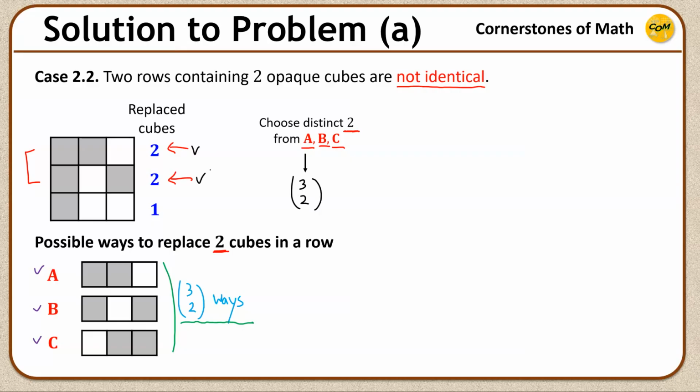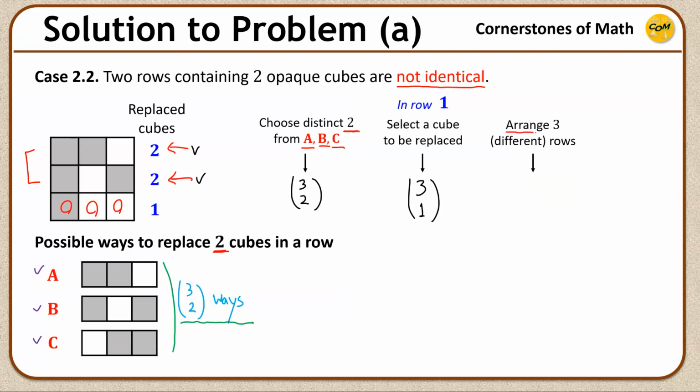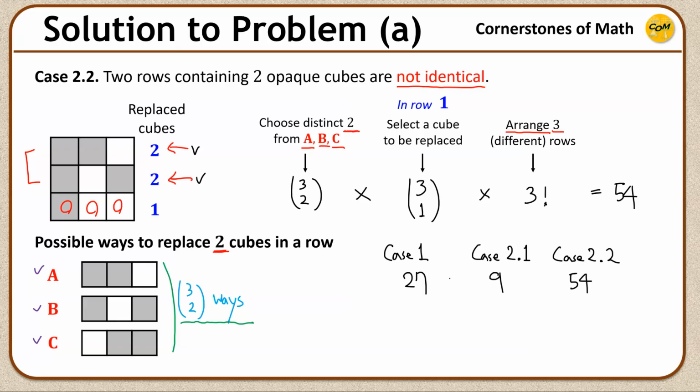This determines these 2 rows, but what about the remaining row with 1 opaque cube? Well, you can realize that in this case, the remaining opaque cube can go wherever within the remaining row. This gives the possible number of its position 3, or 3 choose 1. Finally, we have to arrange these rows in a grid, and since we have 3 different rows, there are 3 factorial ways to arrange them. This gives the final number 54. Therefore, adding up all the numbers from all cases, we obtain our final answer, 90 ways.